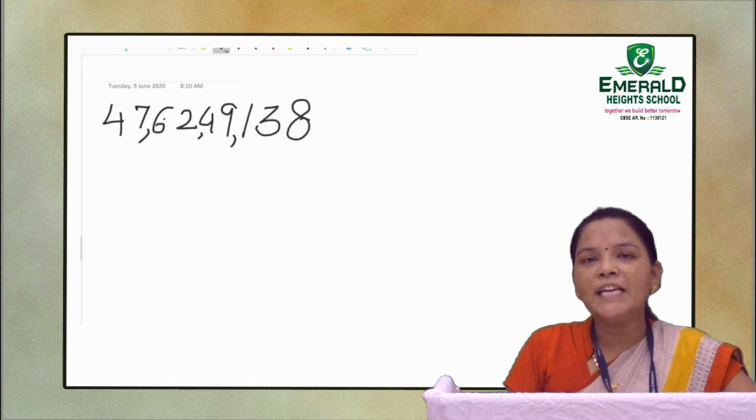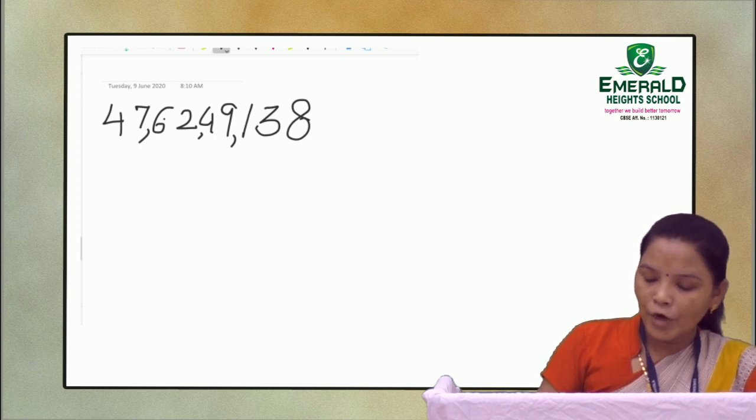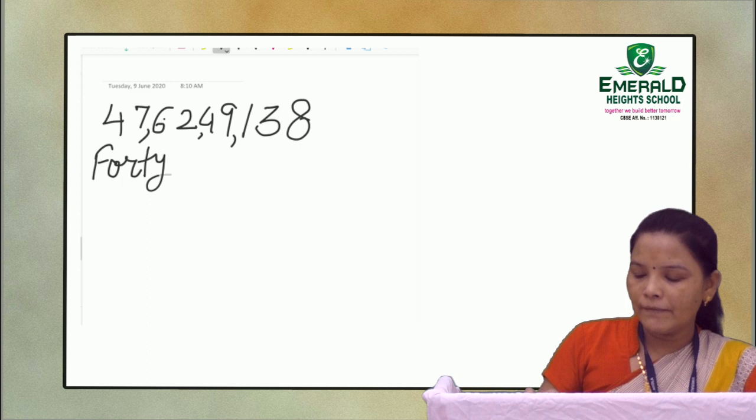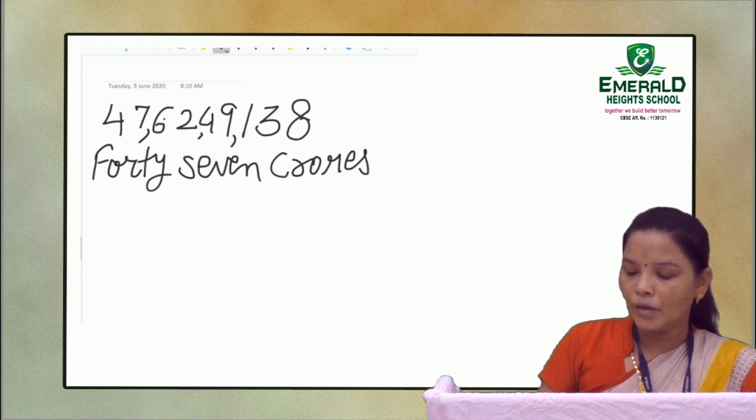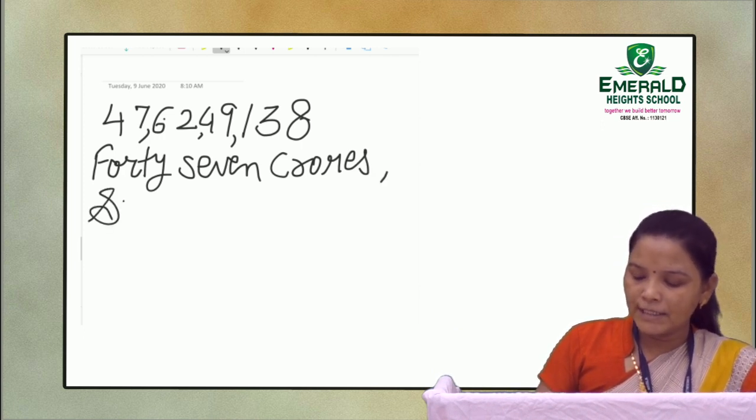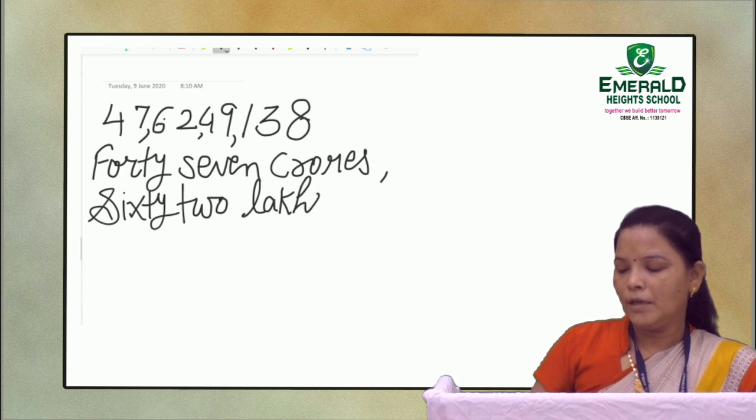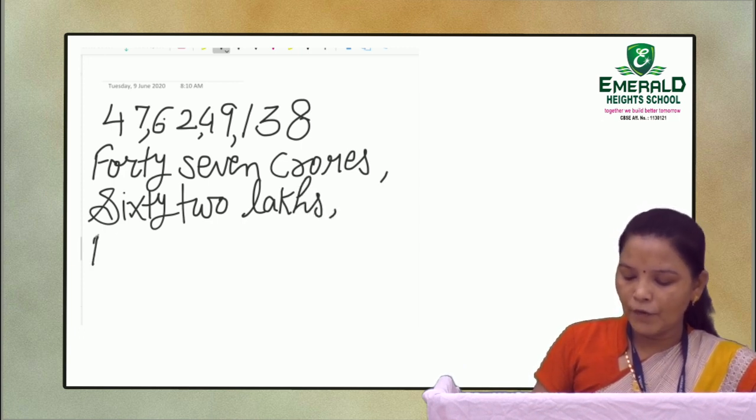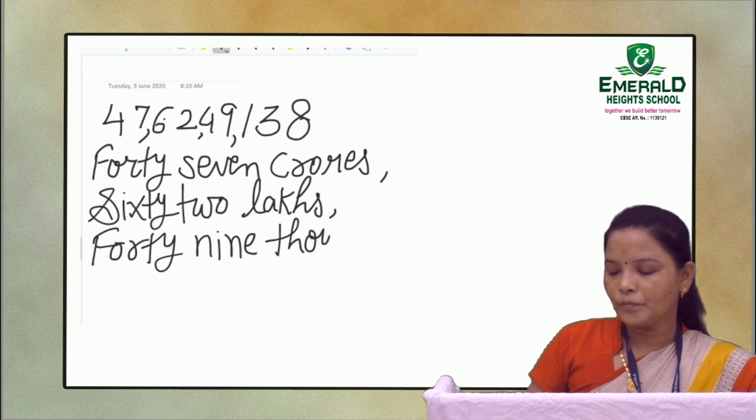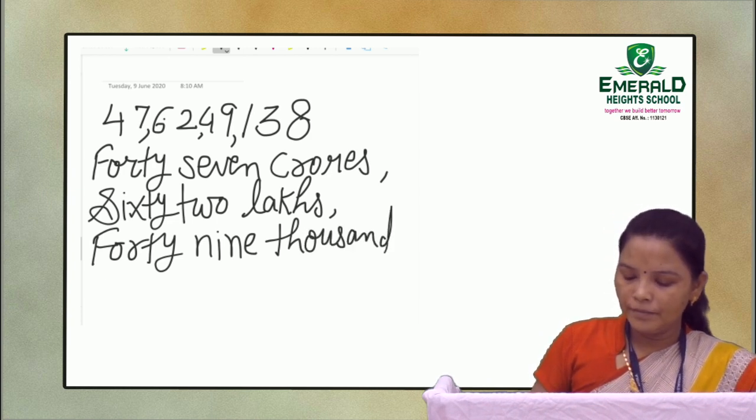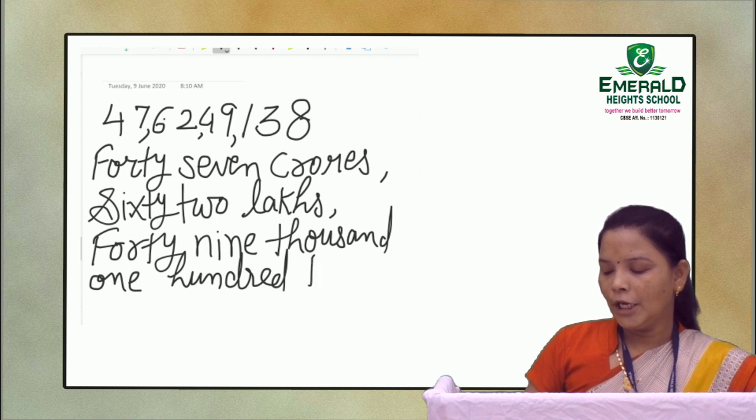This is a 9-digit number. Now to write this number in spellings, we can write it as 47 crores, 62 lakhs, 49 thousand, 138.